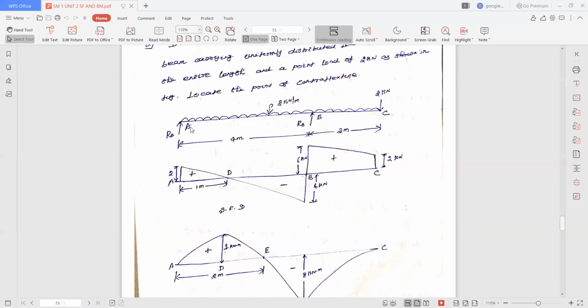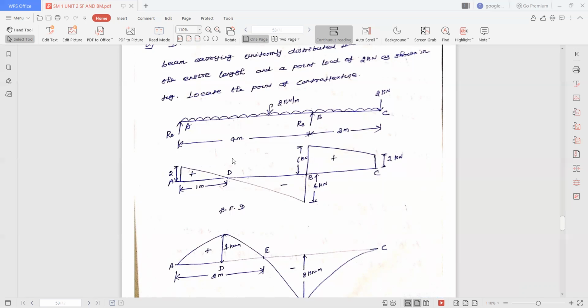Right, so at point A, what is the shear force value? 2 kilonewton positive. Therefore, you can draw 2 kilonewton positive. Then at point B, what is the shear force value? From here to minus 6 kilonewton. So this is a UDL, therefore you build the diagram like this. From 2 to minus 6 it will come like this.